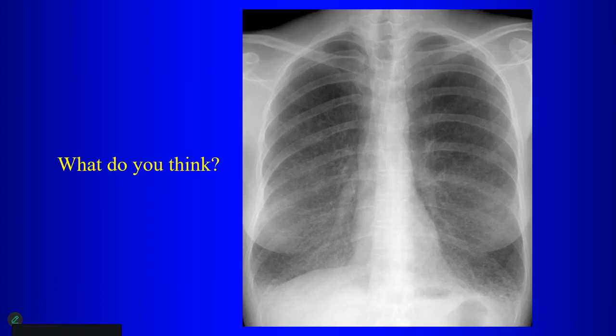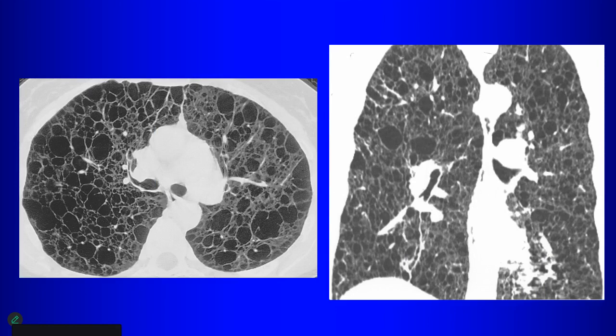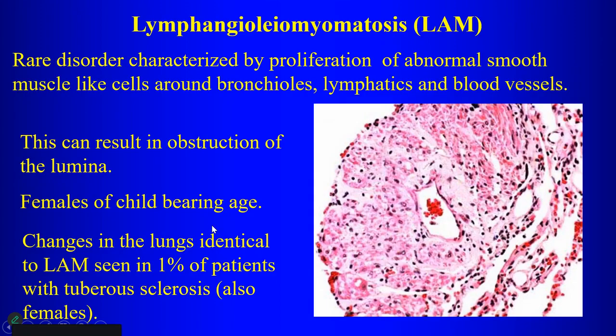And it is a female patient, right? So female patient, increased lung volume, cystic change throughout the lung. What are we dealing with? Well, LAM. This is lymphangioleiomyomatosis, right? So here, it's proliferation of abnormal smooth muscle cells around bronchioles, lymphatics, and blood vessels. That results in airway obstruction and can result in the cystic changes in these patients.